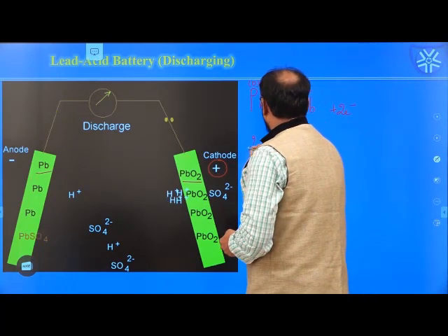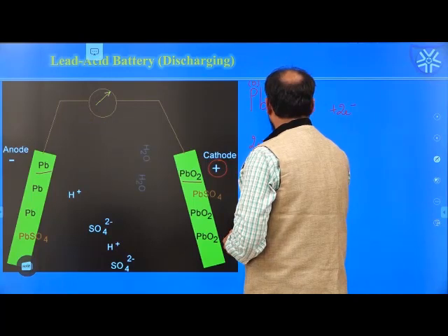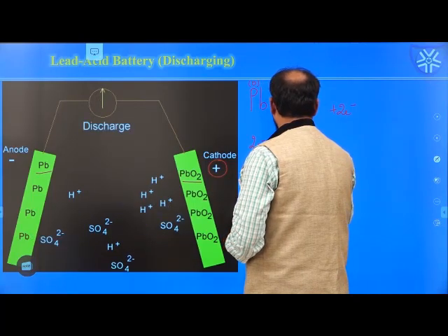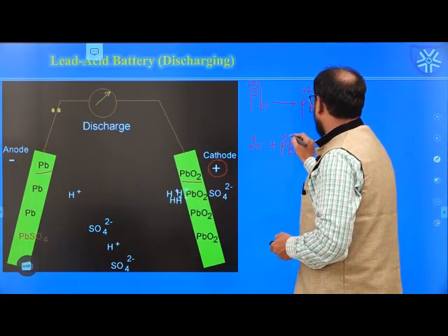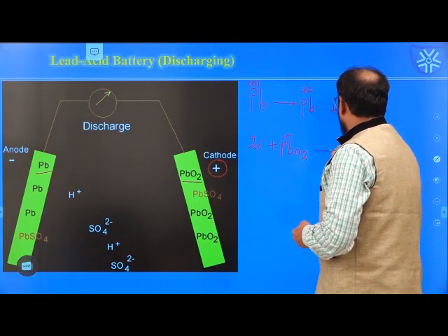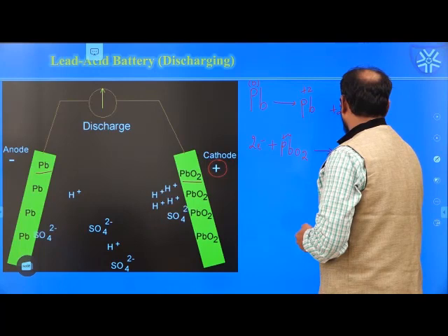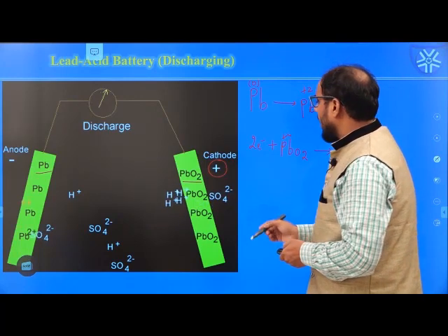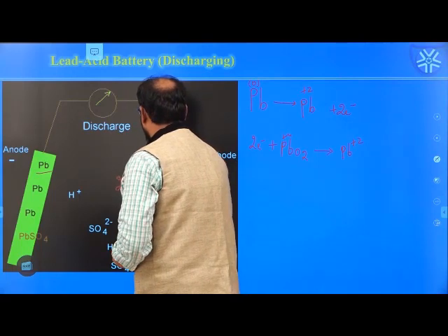And these two electrons are taken by PbO2. We should know that PbO2 is in plus 4 oxidation state. So, this PbO2 undergoes reduction to form Pb plus 2. We should also know that the electrolyte used is 21% sulfuric acid.